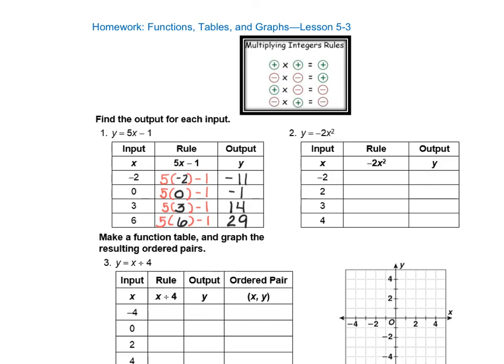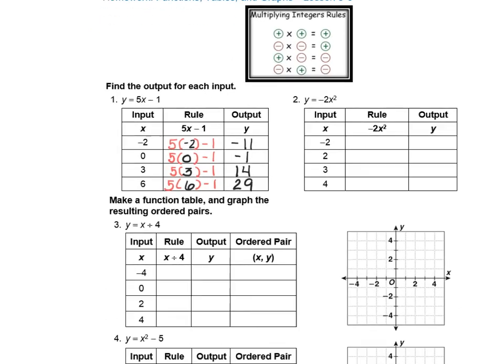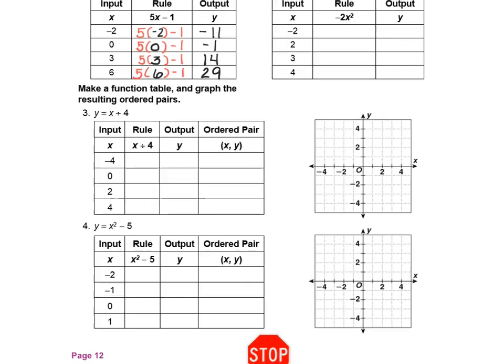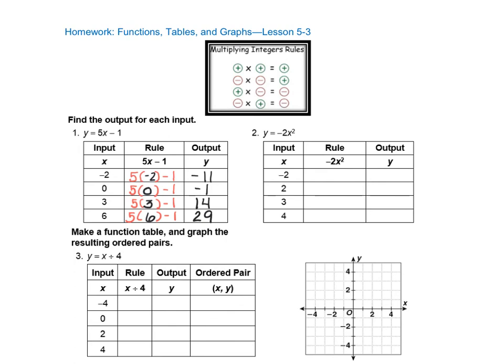You're going to complete the second function table. And again, the third and fourth, you're going to graph those ordered pairs as well. I hope this is making sense for you. If not, ask your teacher for some extra help or check your textbook, lesson 5-3, for some extra tips.